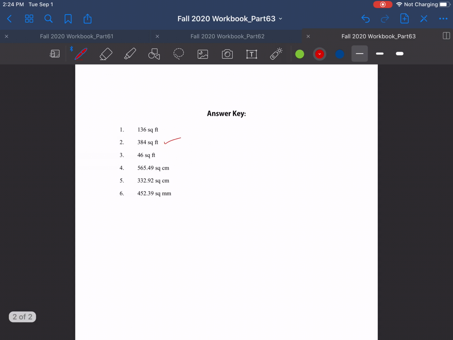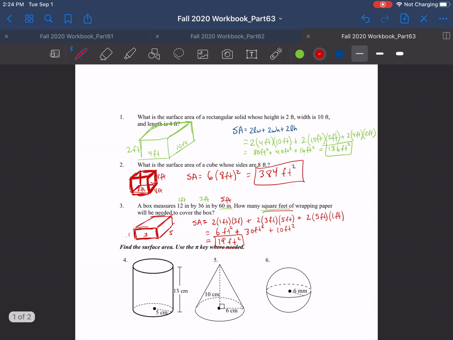3. I did this one earlier, and I think I did get that 46. So what did I do wrong here? 5 times 1 is 5, plus 2 is 10. 2 times 3 is 6, that's 30.